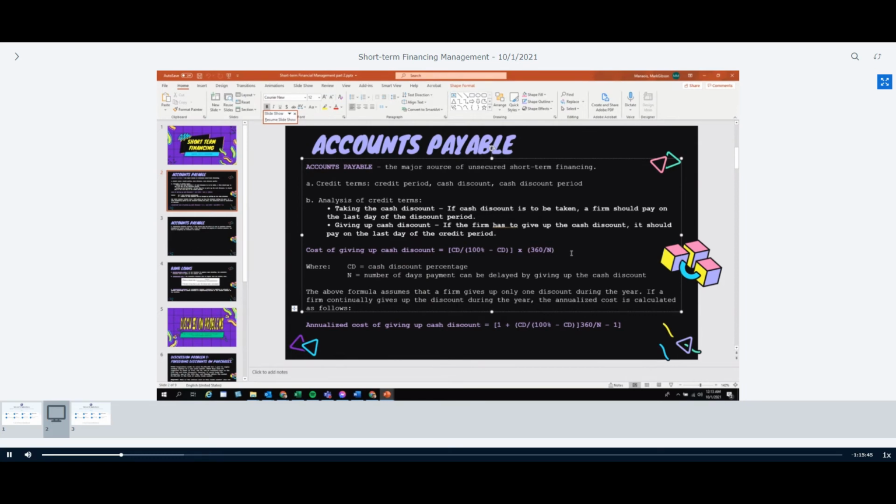So what's the formula? It's cash discount over 100% minus the cash discount, multiplied by 360 over N. So CD is the cash discount percentage. N is the number of days payment can be delayed by giving up the cash discount.